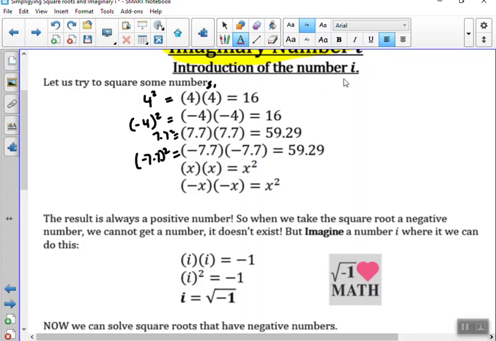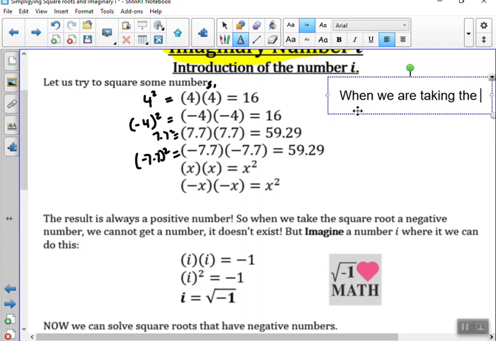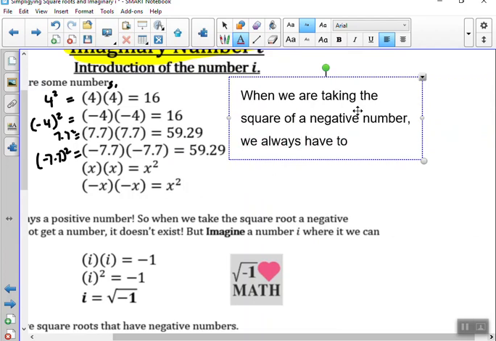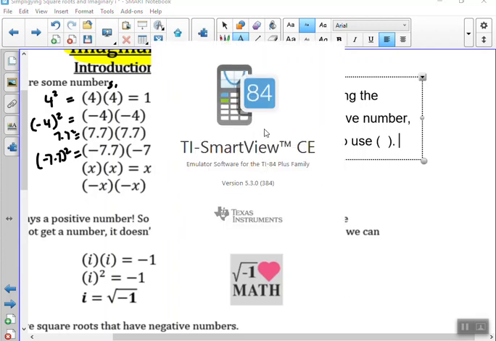Let me just do a little calculator thing here. When we are taking the square of a negative number, we always have to use parentheses. Okay? Always have to use parentheses. I see students doing this a lot. They'll forget the parentheses, especially when it's a negative number, and then they get a wrong answer. And let me just show you why that is in your calculator.